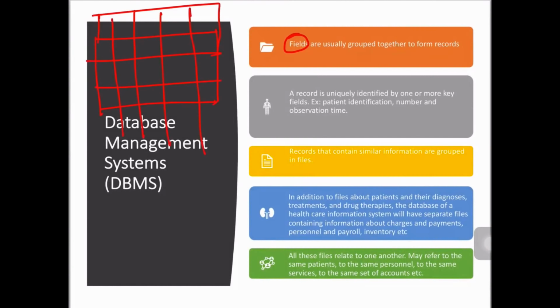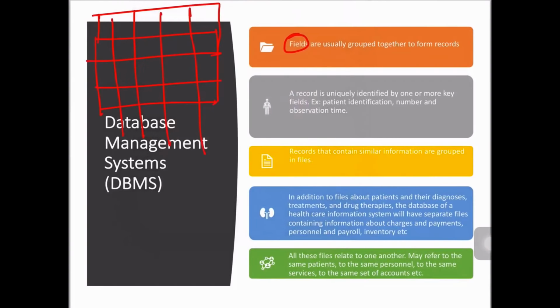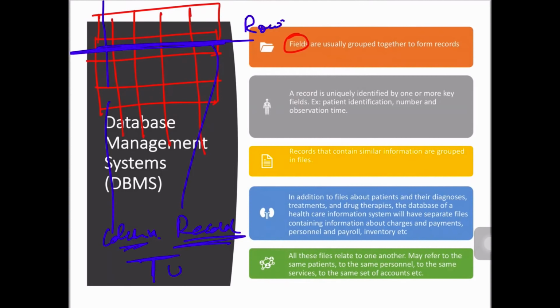This is called, let me take another color. Okay, so this is a column, right? This is called a row. This we also call a record, and technically we also call it a tuple, T-U-P-L-E, tuple.